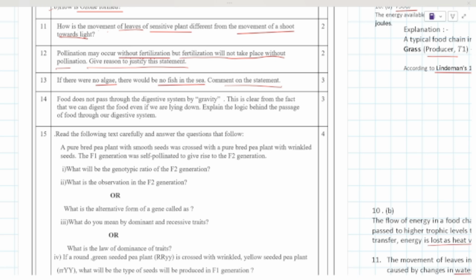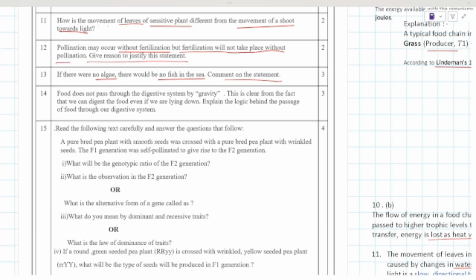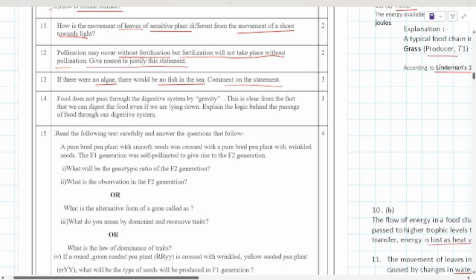The algae is the main source of food for the small fishes, and the bigger fishes eat the small fishes. So if algae is not there, there would be no smaller fishes, and the bigger fishes will not have their food. So no aquatic animals would be there.